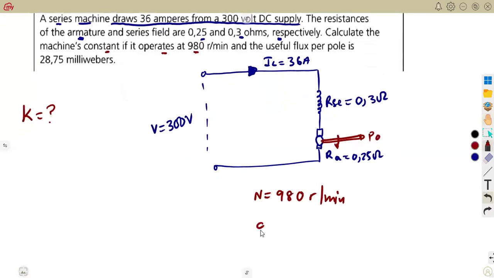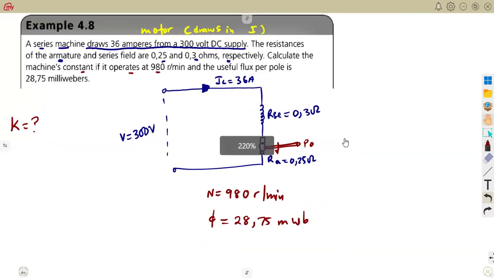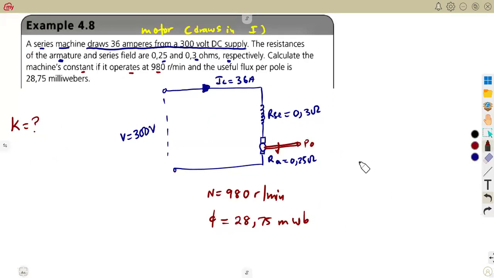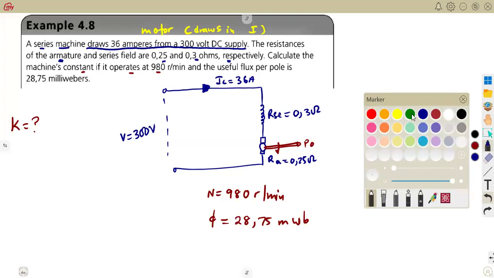All right, what an interesting question. Let's see what you're given there: 28.75 milliwebers. They want you to calculate the machine's constant. So the question you're going to ask yourself is, what is it that you refer to as the machine's constant? The machine's constant is taken from the generated EMF, from our EMF equation.